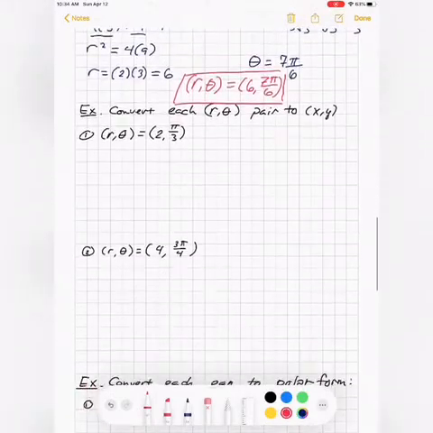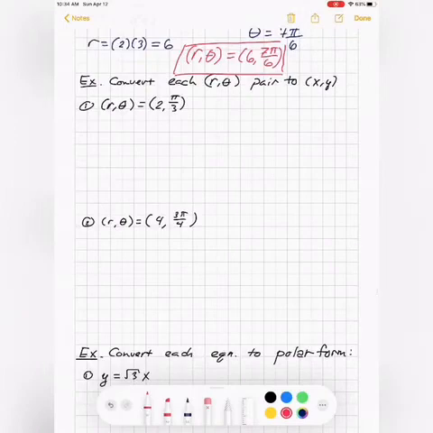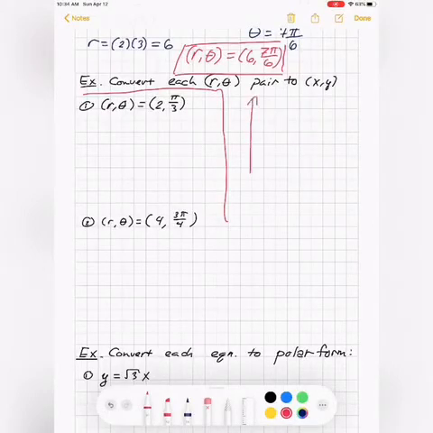Okay, what about going the opposite direction? Convert each r theta pair to xy. Okay, should I do kind of a generalization again here first? So let me just think then. So if I was going to graph an r theta pair, that means I find my angle theta, and then I go out a distance of r here, right? And there's my r theta point, okay?